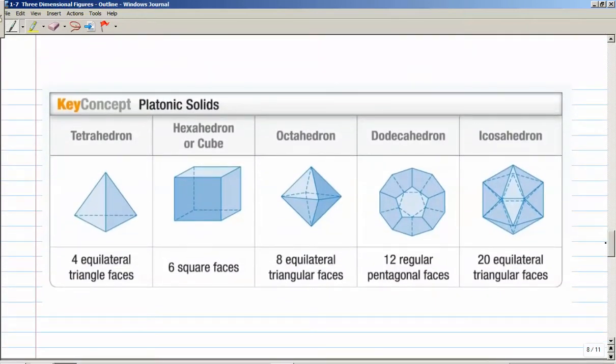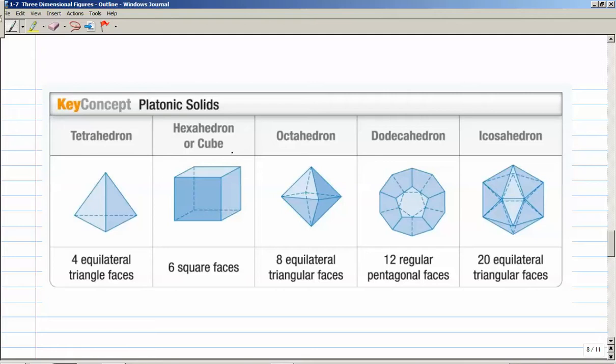Here's a cool chart out of your textbook. There are 5 shapes that are called platonic solids, and these were identified by the Greek philosopher Plato. The cool thing about platonic solids is they're all polyhedrons, and all of the faces are congruent. So for example, here in this tetrahedron, it has 4 equilateral triangular faces. So all of the faces are equilateral triangles.